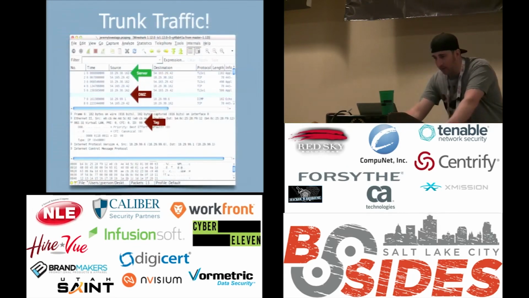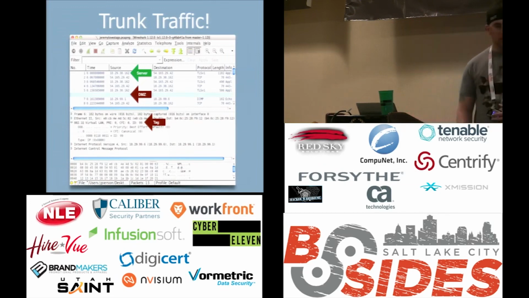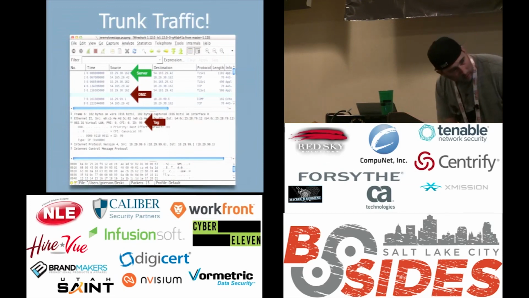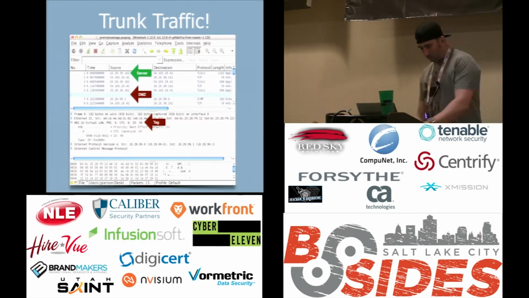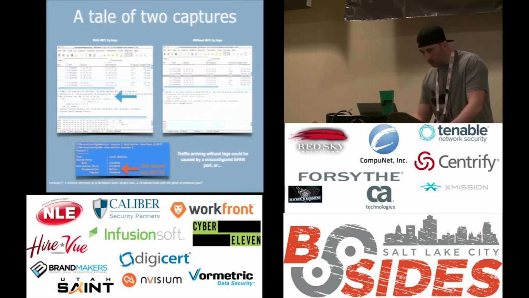So here's our trunk traffic. We see IP addresses from our 3 different networks, and most importantly, we see our tag specified. Right here, tag ID 99, so the VLAN tag's coming through, which is fantastic. Unless you're running Windows.